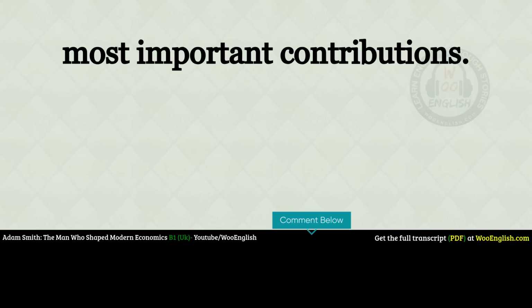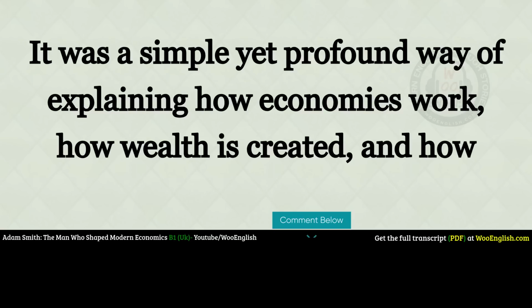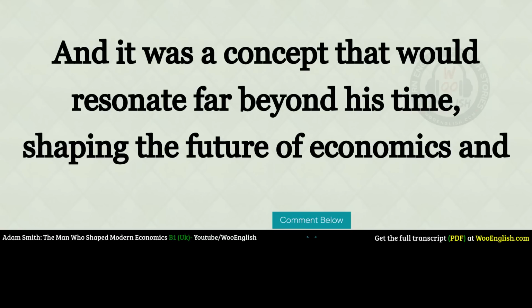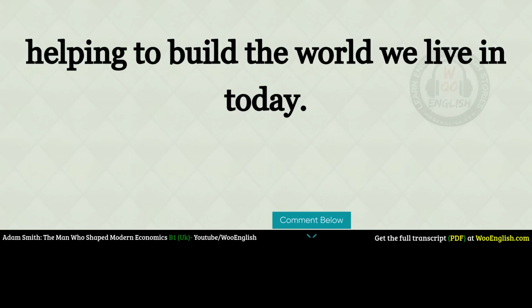As Adam Smith developed his ideas, he knew that the concept of the invisible hand was one of his most important contributions. It was a simple yet profound way of explaining how economies work, how wealth is created, and how societies can prosper. And it was a concept that would resonate far beyond his time, shaping the future of economics and helping to build the world we live in today.